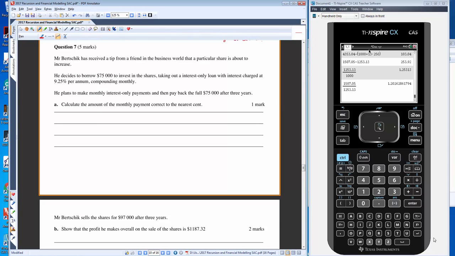Alright, so what we got here in question 7, Mr. Birchick has received a tip from a friend in the business world that a particular share is about to increase. He hasn't got the money to invest, so this is a common thing to do in the business world: you borrow the money, take out an interest-only loan, and then the investment goes up, and you sell, and the difference is your profit. So we're going to calculate the monthly payment correct to the nearest cent. If he's borrowing $75,000, we work out how much interest he's going to pay, and then he'll get the loan back down to 75 grand.